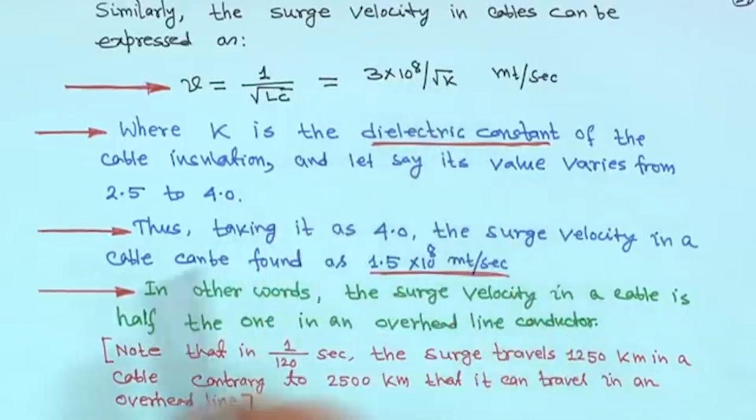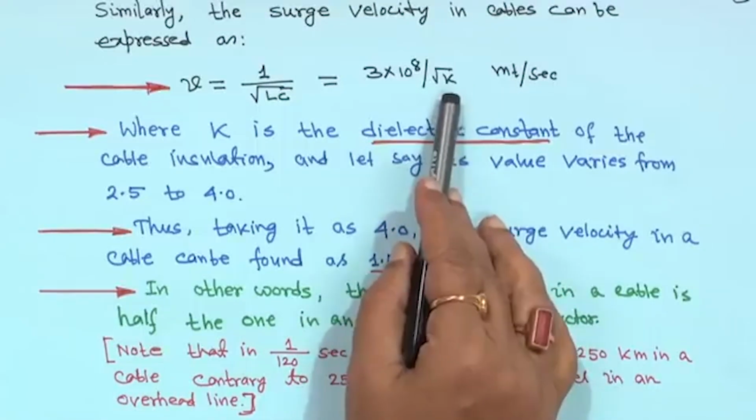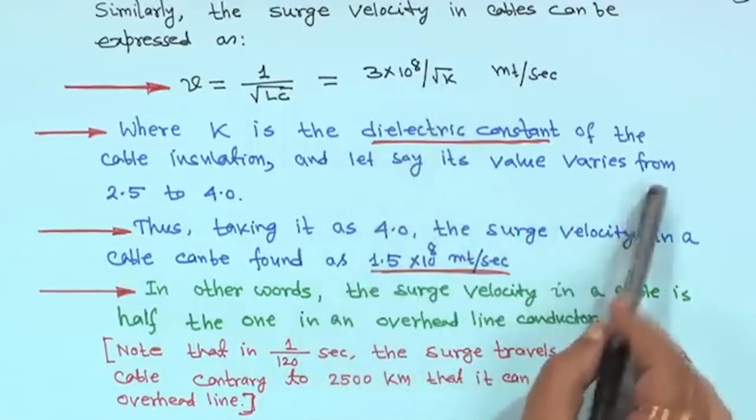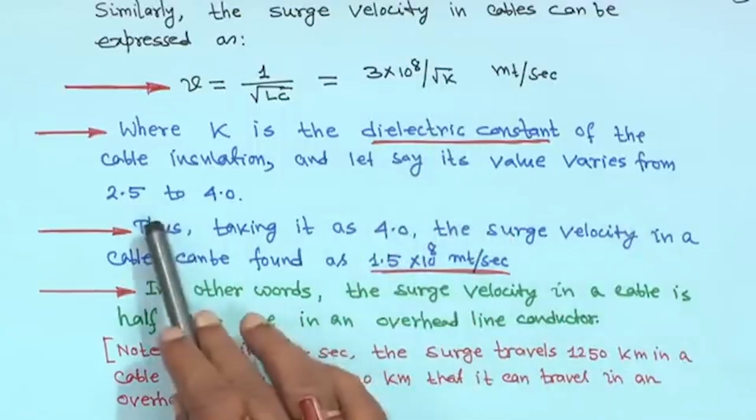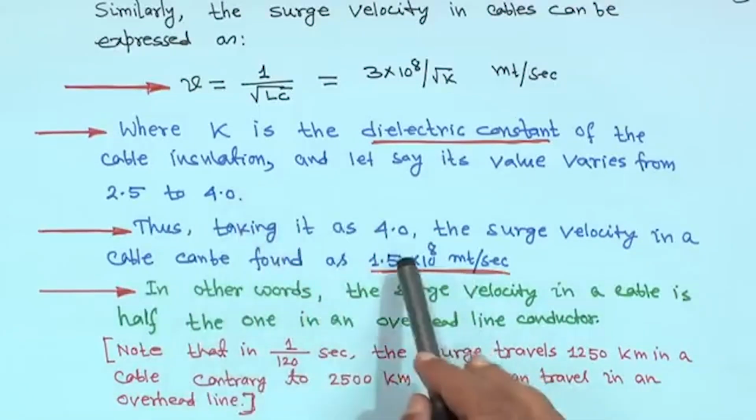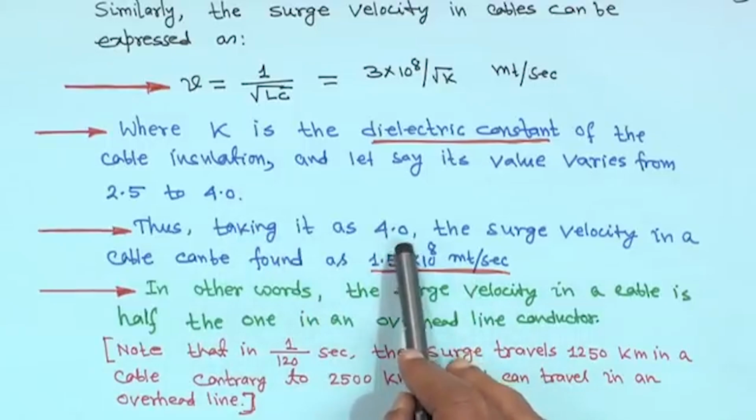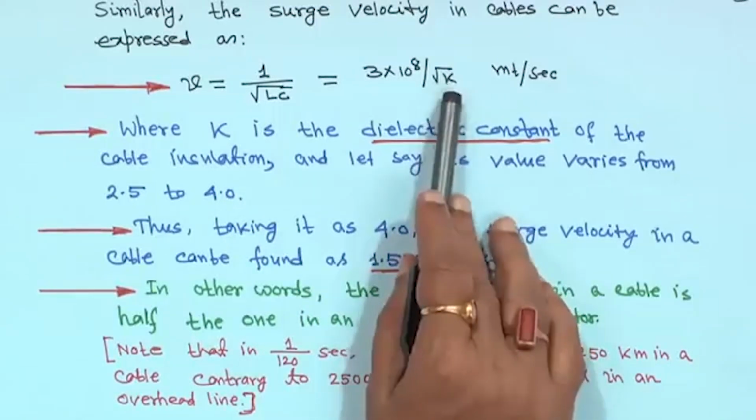This you can try also. You put the expression of L and the expression of C of the cable, and one extra term will come, that is root K. It varies between 2.5 to 4. For example, if you take K equal to 4, root K will be 2.